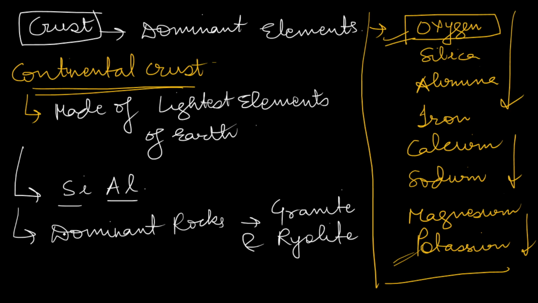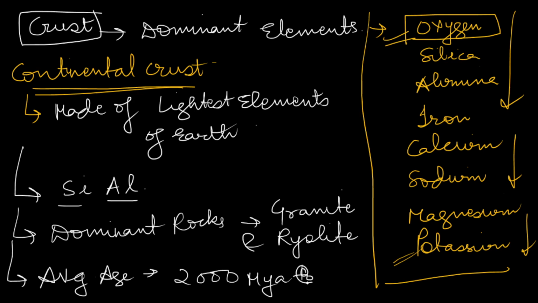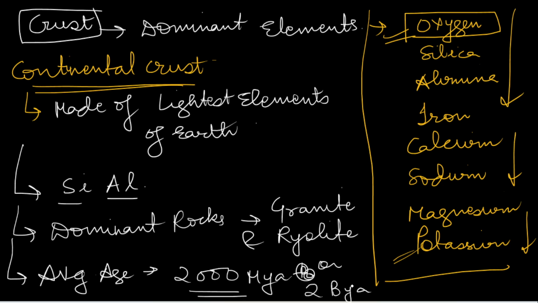Granite and rhyolite. And the average age of continental crust is around 2000 million years, or you can say 2 billion years. So you will observe that the continental crust is older as compared to oceanic crust. We will see the reason when we learn about various theories, later in our geography series, and there the concept will be cleared on why continental crust is older than oceanic crust. So these are the common features of continental crust.